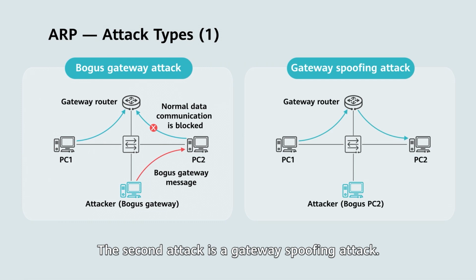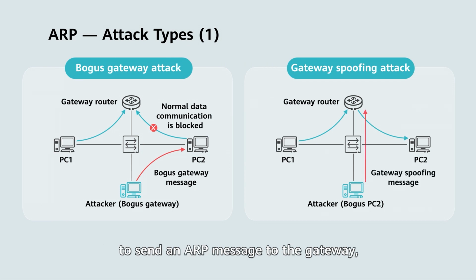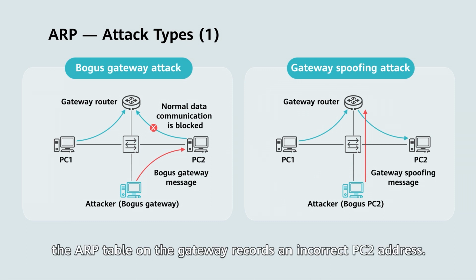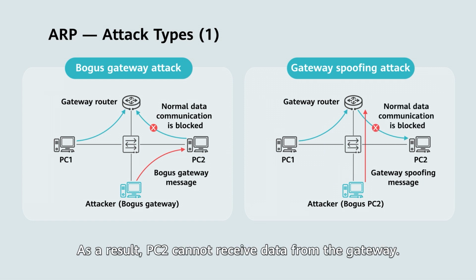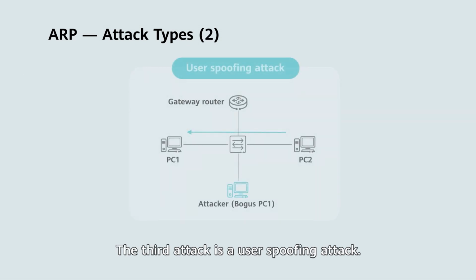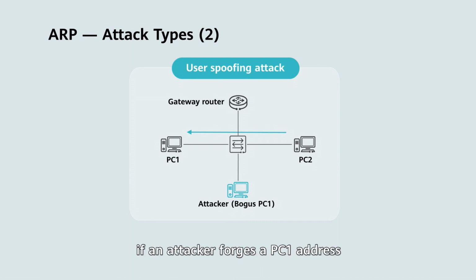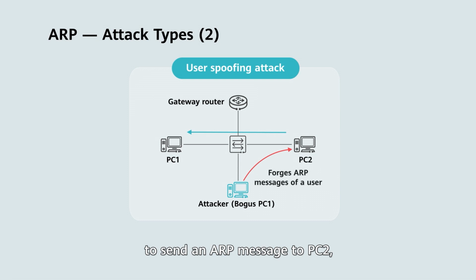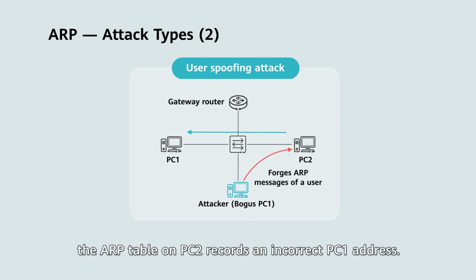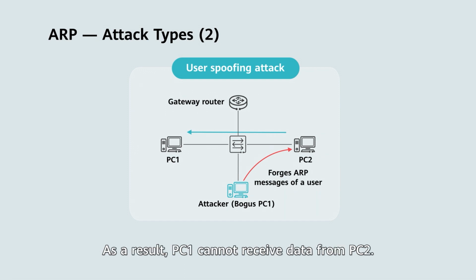The second attack is a gateway spoofing attack. For example, if an attacker forges a PC2 address to send an ARP message to the gateway, the ARP table on the gateway records an incorrect PC2 address. As a result, PC2 cannot receive data from the gateway. The third attack is a user spoofing attack. For example, if an attacker forges a PC1 address to send ARP messages to PC2, the ARP table on PC2 records an incorrect PC1 address. As a result, PC1 cannot receive data from PC2.